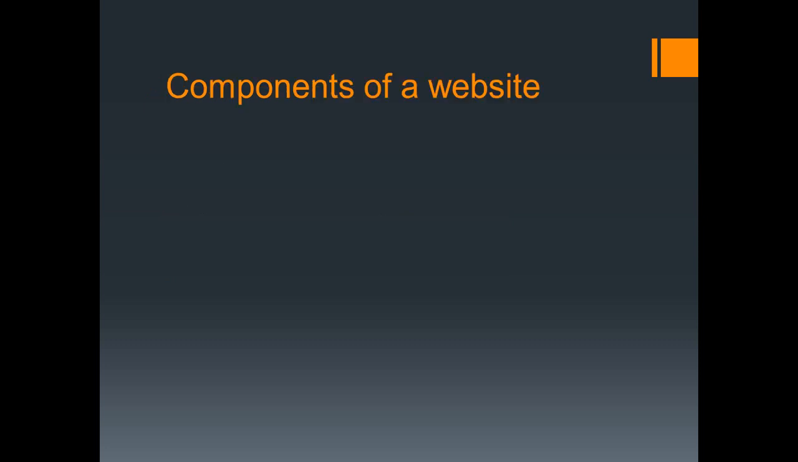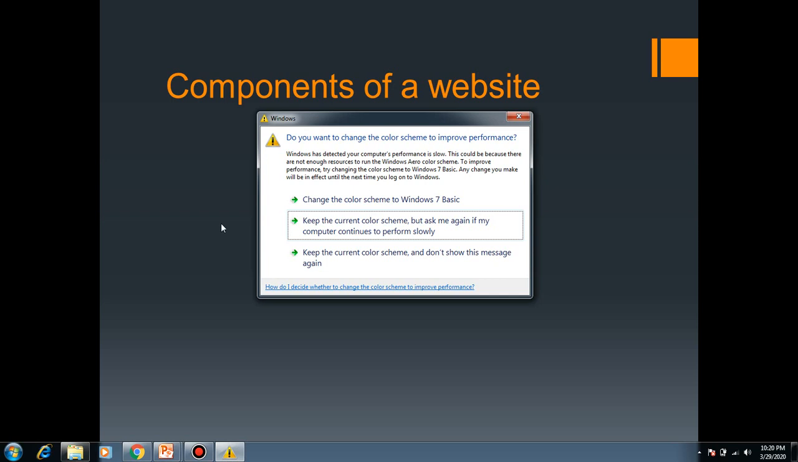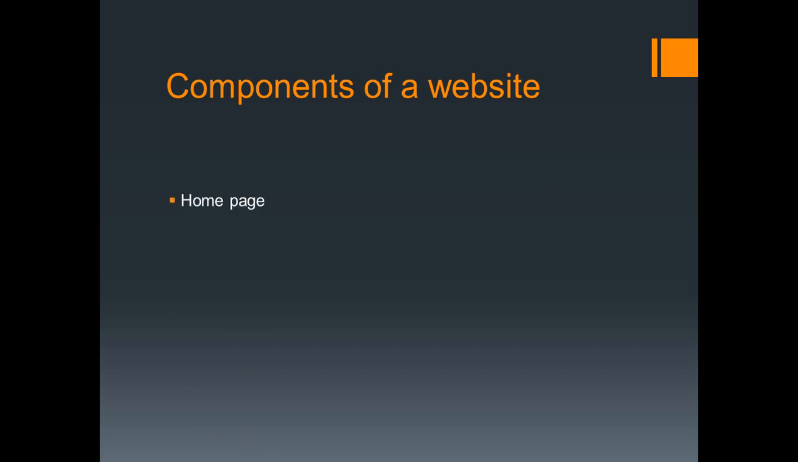Now let's get into the components of a website. It means how many parts of a website we have. Basically there are three parts or components of a website. The first one is called home page. The second one is your main section, and the third one is your subsection. Home pages actually work as the title of your website, and the main section and the subsection work as the menu and the sub-menu that you see in different web pages or different other areas as well.